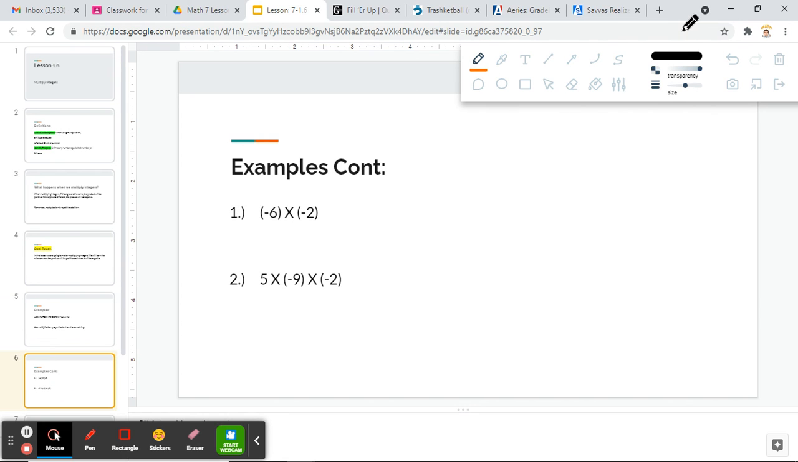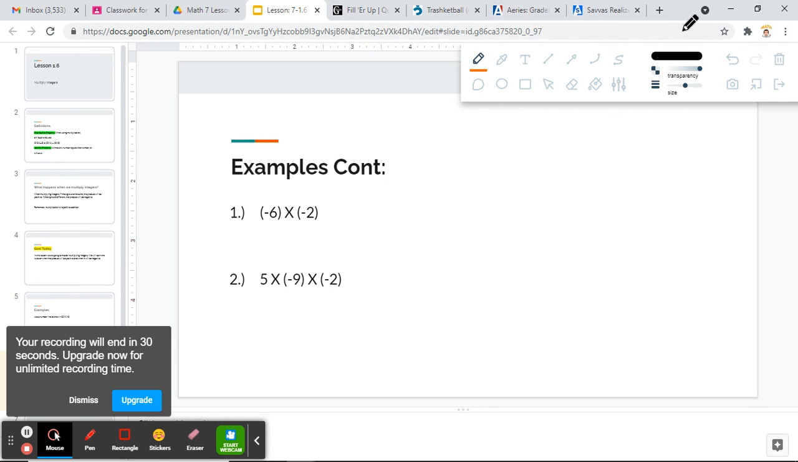Okay, so we got some more examples here. So let's look at this one. Our first one, negative 6 times negative 2. That's a negative number times a negative number. Negative times a negative, that's the same sign there. So we're going to get a positive. And then 6 times 2 is 12.